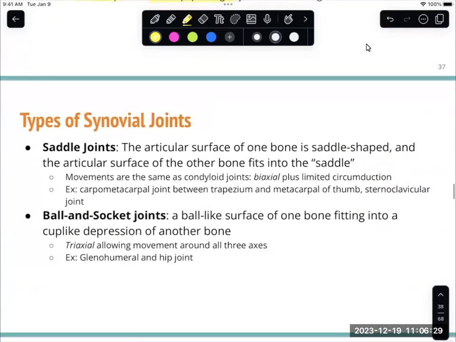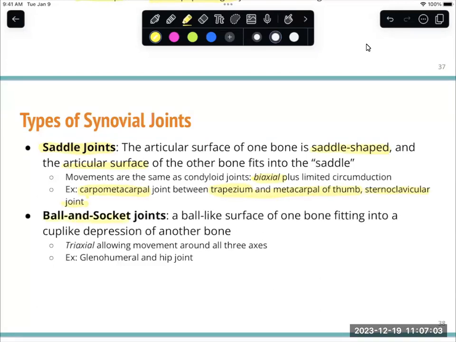So we have a saddle joint. This is your thumb. It's saddle shaped, and that articular surface kind of fits like sitting on a saddle. They're biaxial plus limited circumduction. That's the carpometacarpal joint between the trapezium and the metacarpal of the thumb, and the sternoclavicular joint.